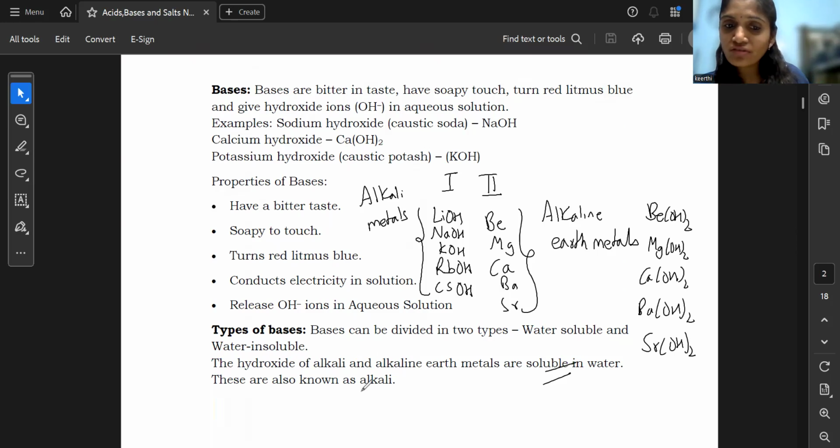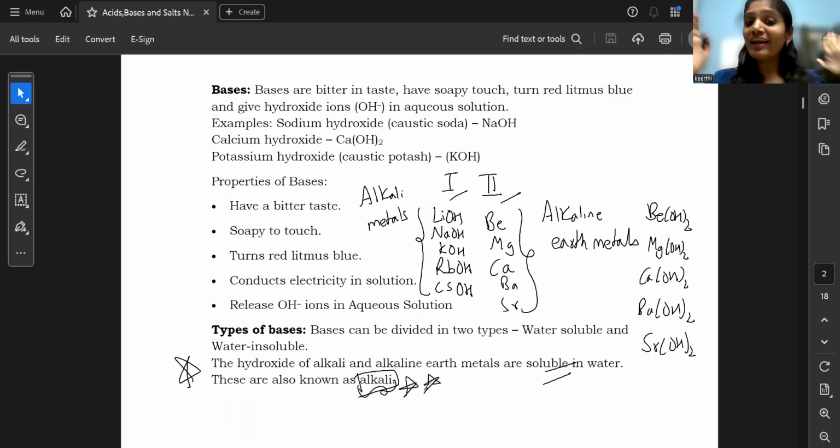Now whenever the base is soluble in water, what do I call them? Alkalis. So all the bases are not alkalis, only the completely water soluble bases are called alkalis. Again I am repeating, all the bases are not alkalis, only the first group and the second group metal hydroxides are called alkalis because they are completely soluble in water. This is a very important question. So those bases which are completely soluble in water, what do I call them? Alkalis.